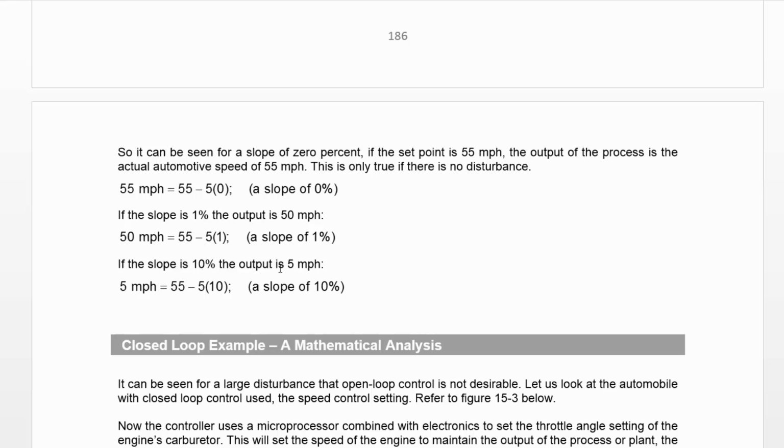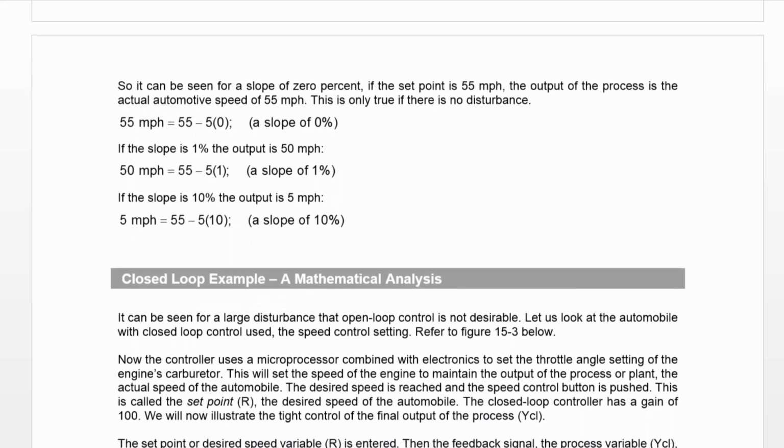Now with a slope of 10%, which is quite a big slope, that'd be 10 feet rise in 100 feet, so our output here would be 5 miles an hour. We take 10 times 5 is 50, and we subtract it from our set point, and we get 55 minus 50 is 5 miles an hour. So open loop control is not desirable. It doesn't really give you very good control at all, and disturbance really upsets it.